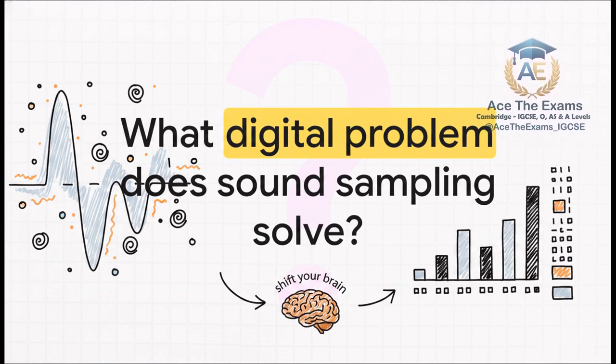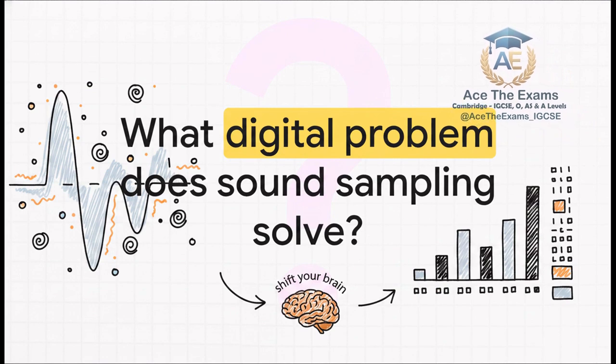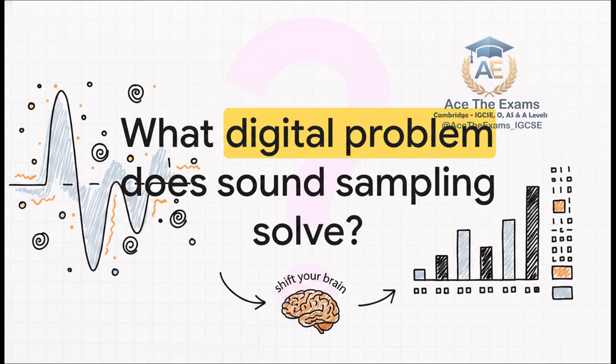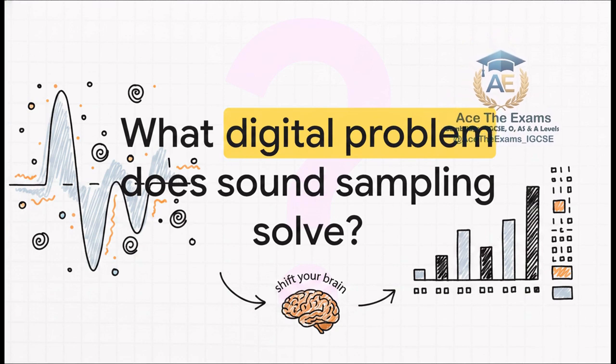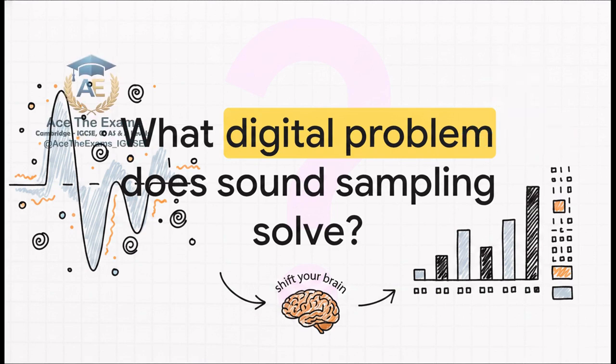The absolute biggest mistake students make is passively memorizing definitions. You know the drill, just staring at flashcards until the words blur together. Instead, ask yourself right now, what digital problem does sound sampling actually solve? Before you even think about binary codes or frequencies or bit rates, you need to shift your brain from passive listening to active problem solving.